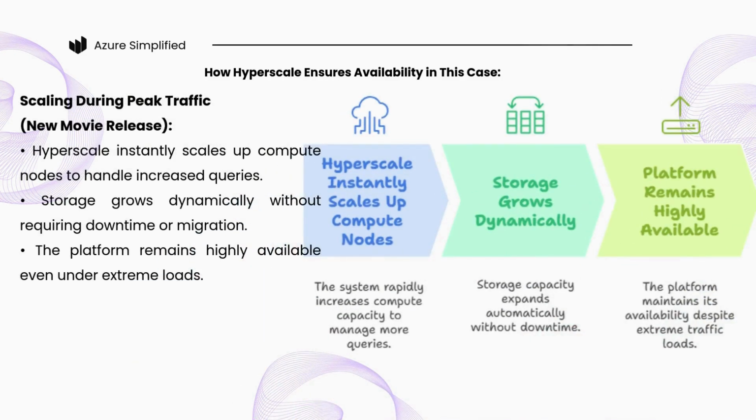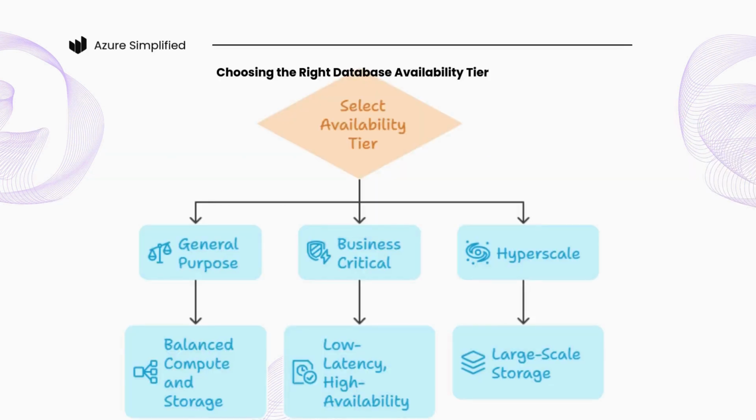Scaling during peak traffic, new movie release, Hyperscale instantly scales up compute nodes to handle increased queries. Storage grows dynamically without requiring downtime or migration. The platform remains highly available even under extreme loads. Summary: choosing the right database availability tier.